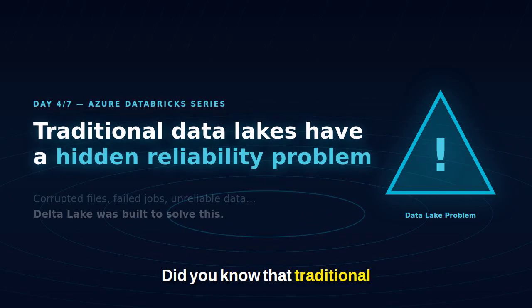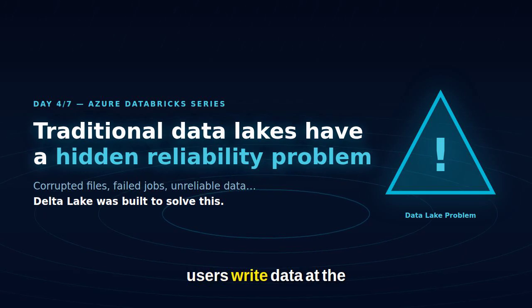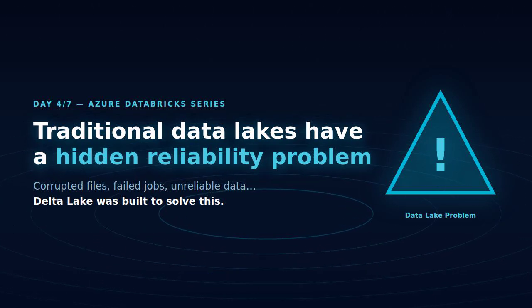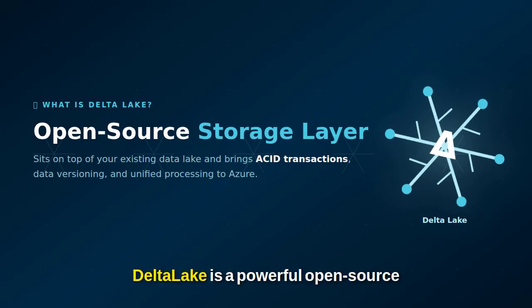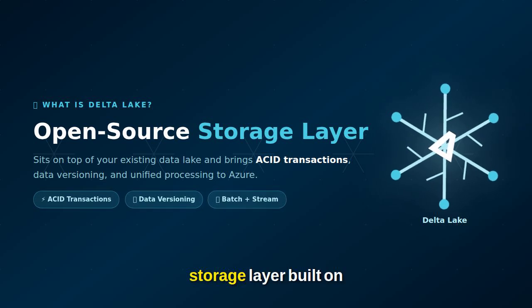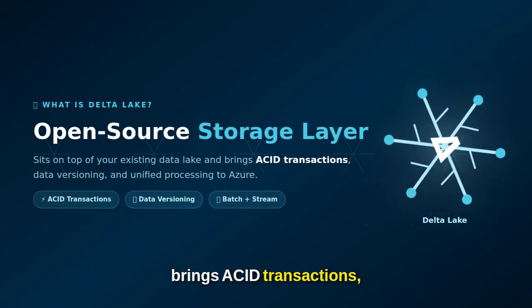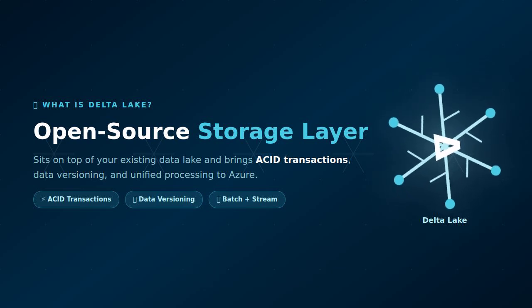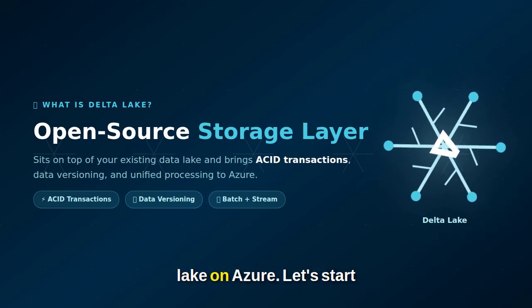Did you know that traditional data lakes have a major hidden problem? When multiple users write data at the same time, it can result in corrupted files, failed jobs, and completely unreliable data. This is exactly the problem that Delta Lake was built to solve. Delta Lake is a powerful open-source storage layer built on top of Azure Databricks. It brings ACID transactions, data versioning, and unified batch and streaming processing to your existing data lake on Azure.